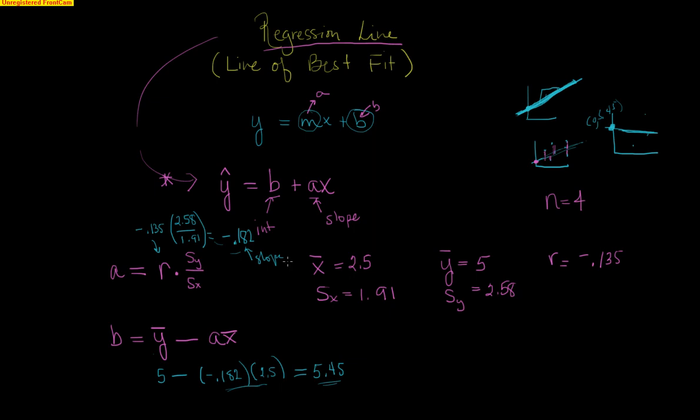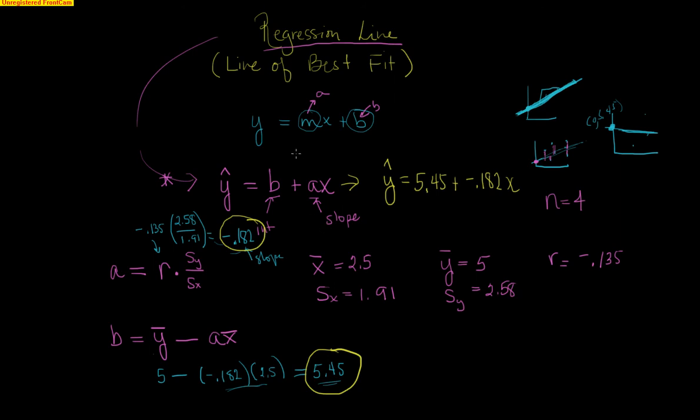All right, so what's the equation of our line? I'll do that back in yellow now. Based on our A and our B, and plugging into the formula right here, we end up with y equals our B value of 5.45 plus our slope, minus 0.182, times x.